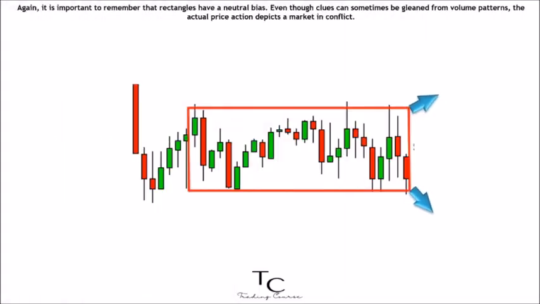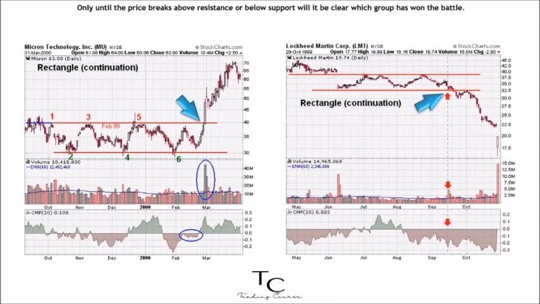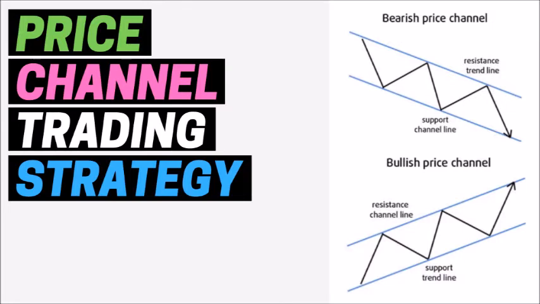Again, it is important to remember that rectangles have a neutral bias. Even though clues can sometimes be gleaned from volume patterns, the actual price action depicts a market in conflict. Only until the price breaks above resistance or below support will it be clear which group has won the battle.